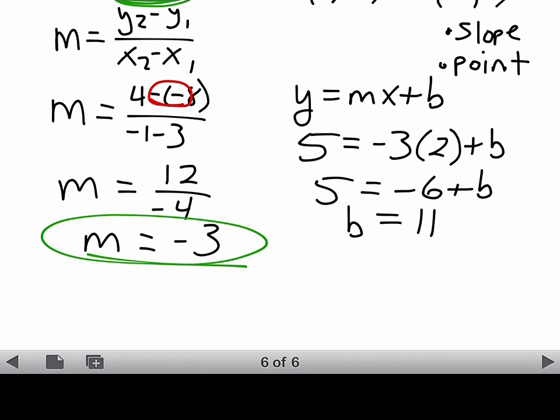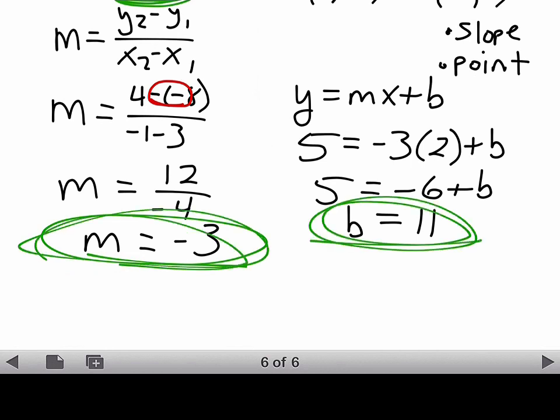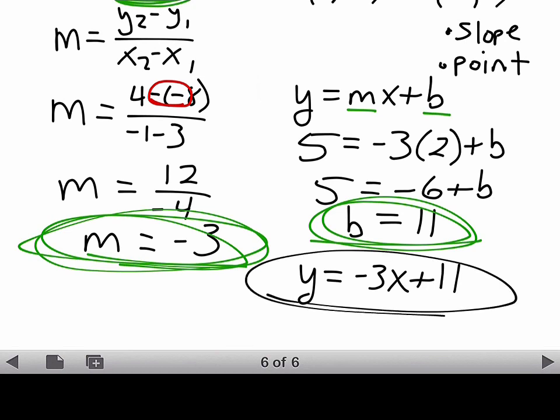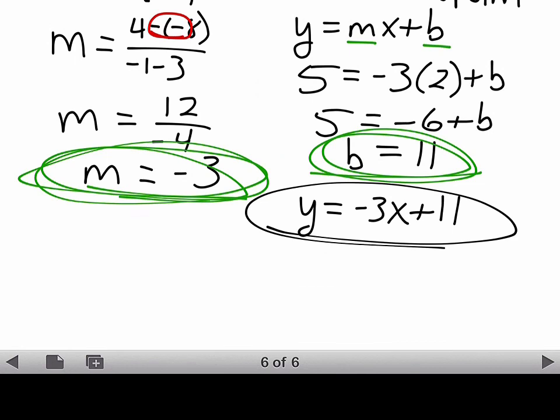Now I'm going to put b equals 11 and m equals -3 in place of m and b in the slope-intercept form of the line, and get y equals -3x plus 11. That's the line in slope-intercept form. The equation of the line in standard form is 3x plus y is equal to 11.